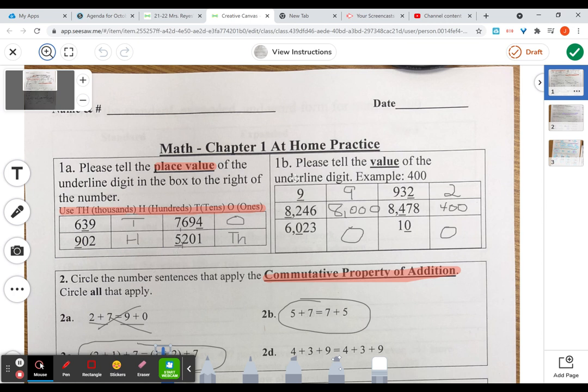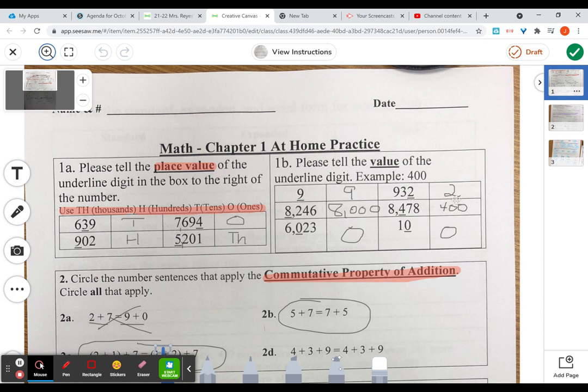For part B, you're actually telling me the value of the underlined digit. The 9 is in the ones place, so it is just a plain old 9. 8,246, the 8 is the one that's underlined. 8 is in the thousands place, so the value is 8,000. 6,023, it's the 0 that's underlined. It's in the hundreds place, but it is a 0, so the value is a 0.